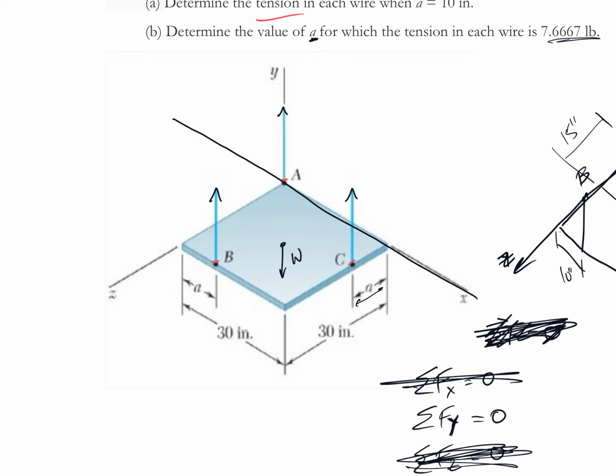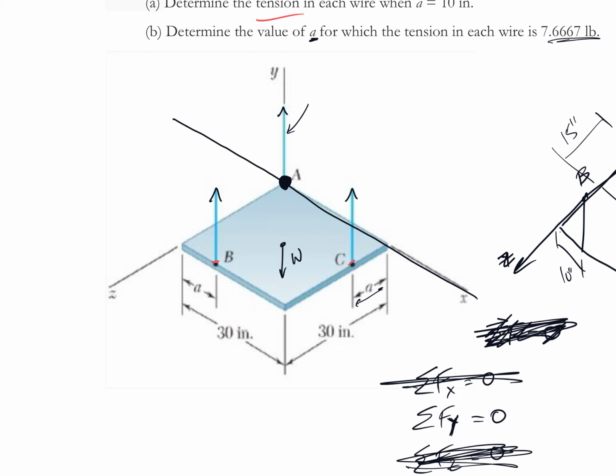I'm going to take all of my moments at A, just because it makes things easier to discuss. You could do it at different places, but it's nice to do it all at A because I know I'm never going to have to deal with this force A in my moment equations. I could have done it at C, I could have done it at B, but A is, in fact, right on the axis.